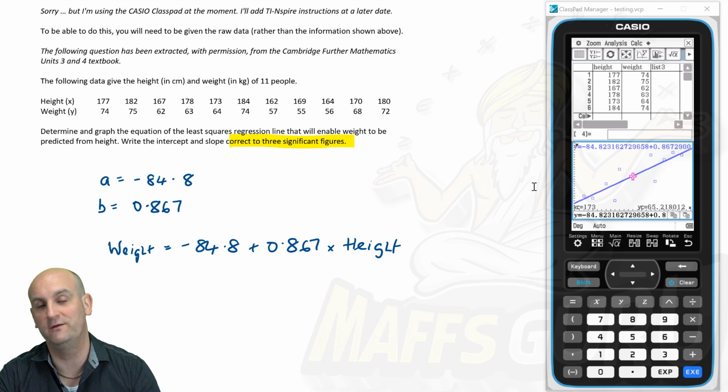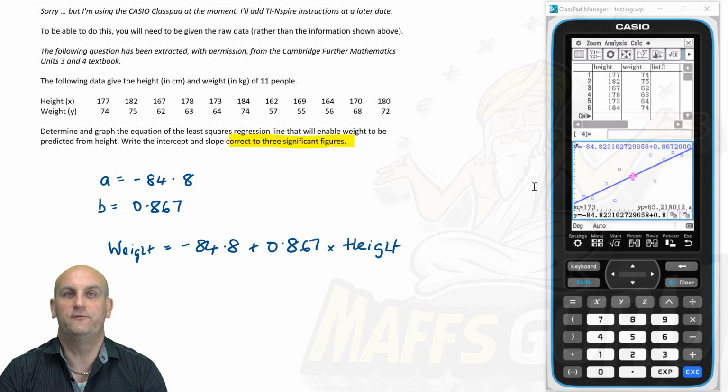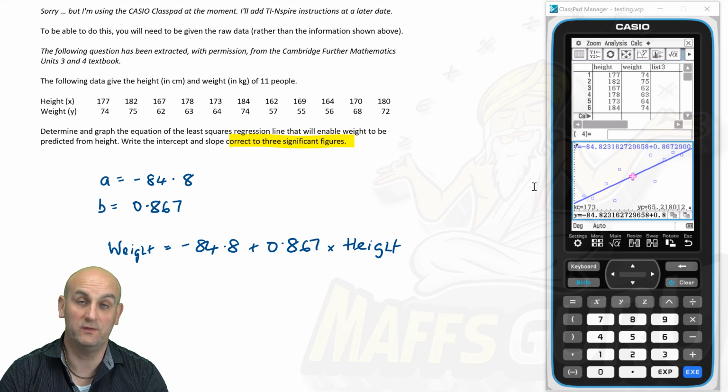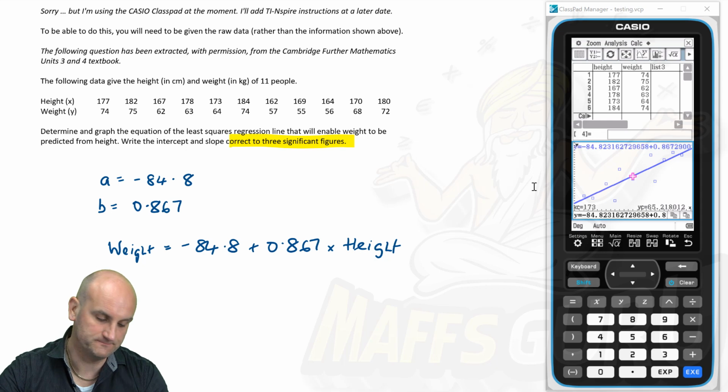Now, if you're a TI Inspire user, I'm so sorry, guys. I used to love the TI Inspire, but Casio have it for me for the time being. I will release videos much, much later on where I do the TI Inspire, but pretty much you should be able to sort of extrapolate the information.